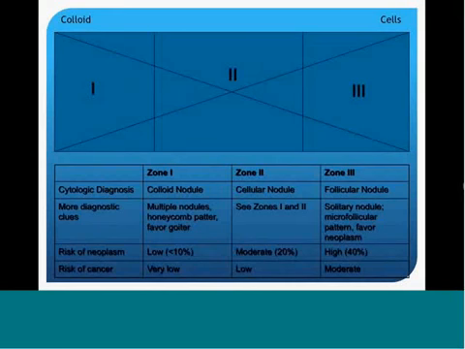Cytologically, there are different degrees between a colloid nodule or a cellular benign nodule versus a follicular nodule. This has to do with the cells that are seen, the number of cells, the pattern of the cells, and if there's a follicular or microfollicular pattern. A microfollicular pattern in a solitary nodule will favor a diagnosis of a neoplasm or a follicular adenoma or carcinoma.